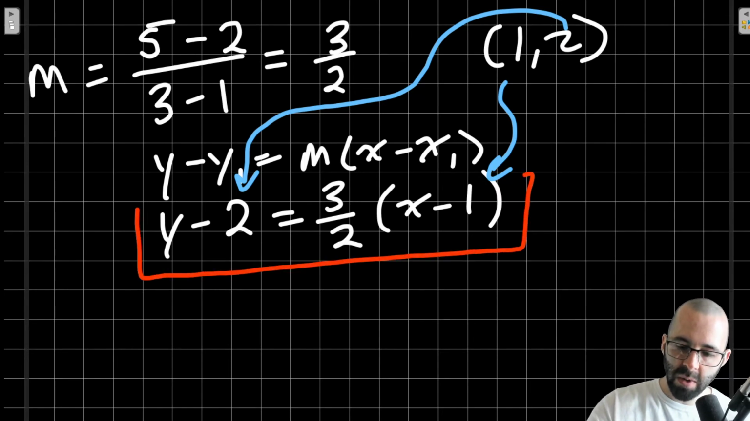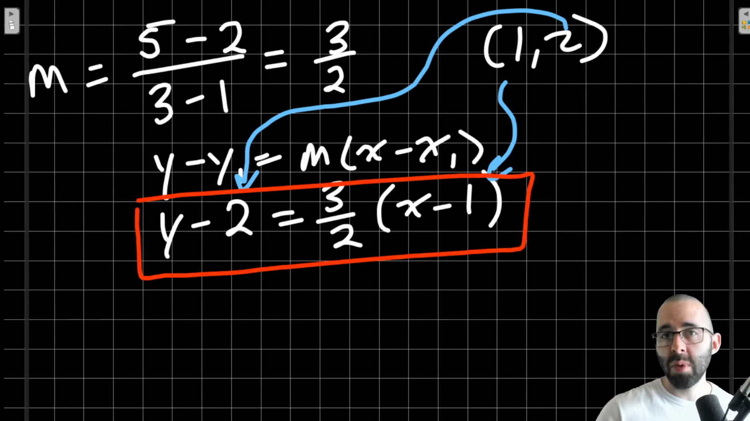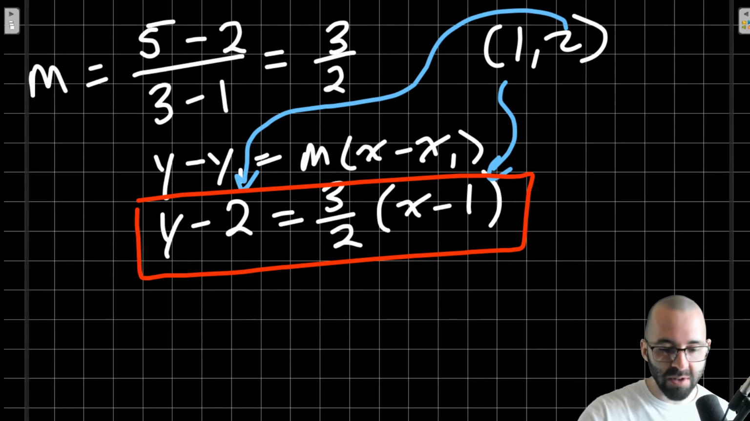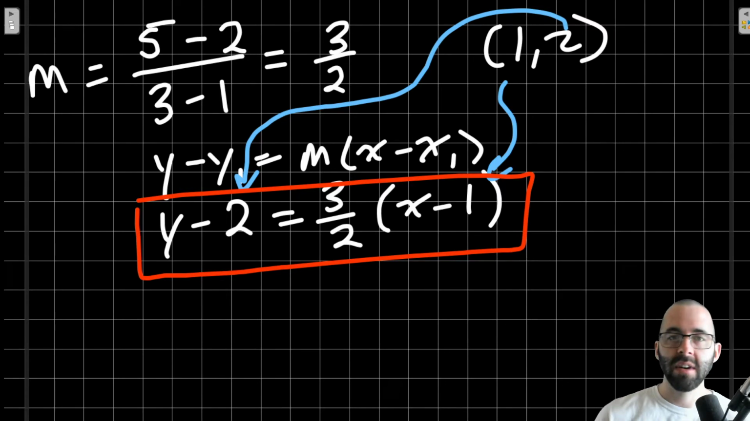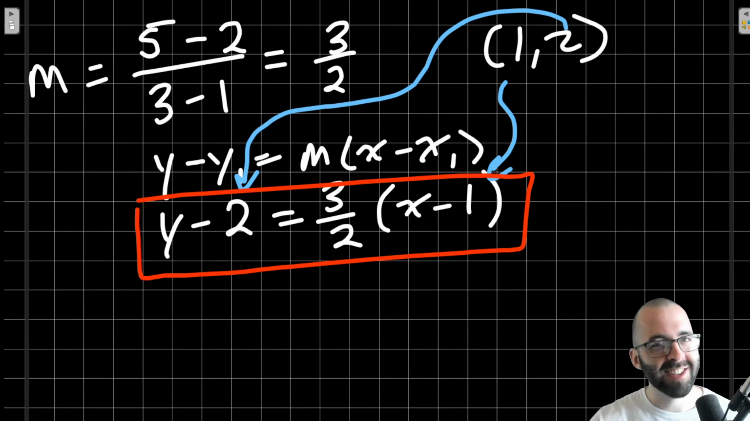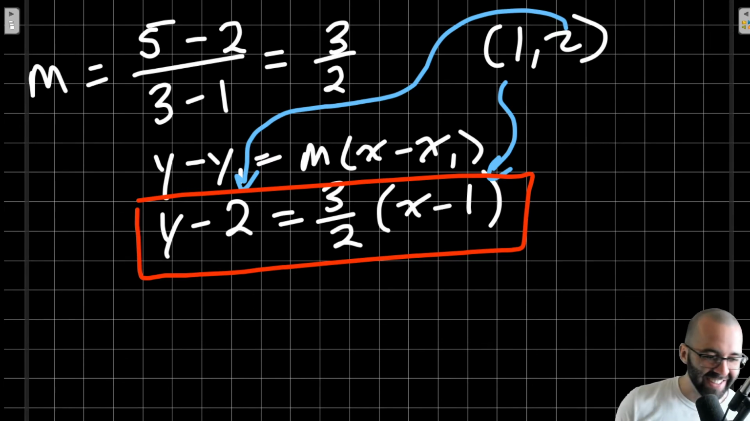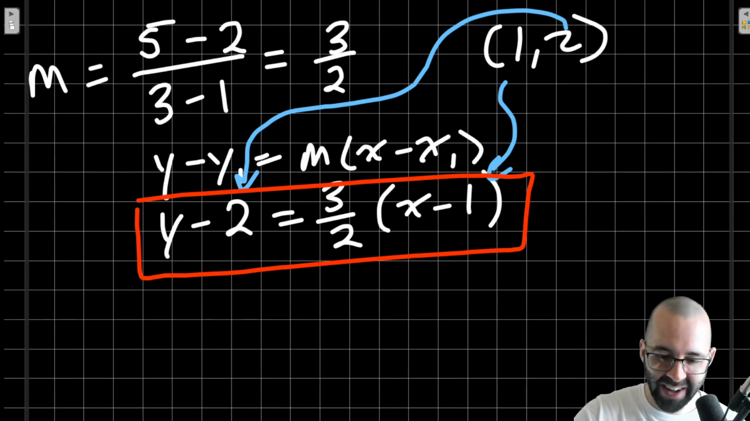There are many equations. We could have used the other point. That would have looked a little different. We could put it in slope intercept. That would have looked a little different. A lot of different ways to make these answers look, but they're equivalent. Okay? There are infinitely many right answers. So if you get a wrong answer, you got no, just kidding. Let's move on to a couple more, okay?